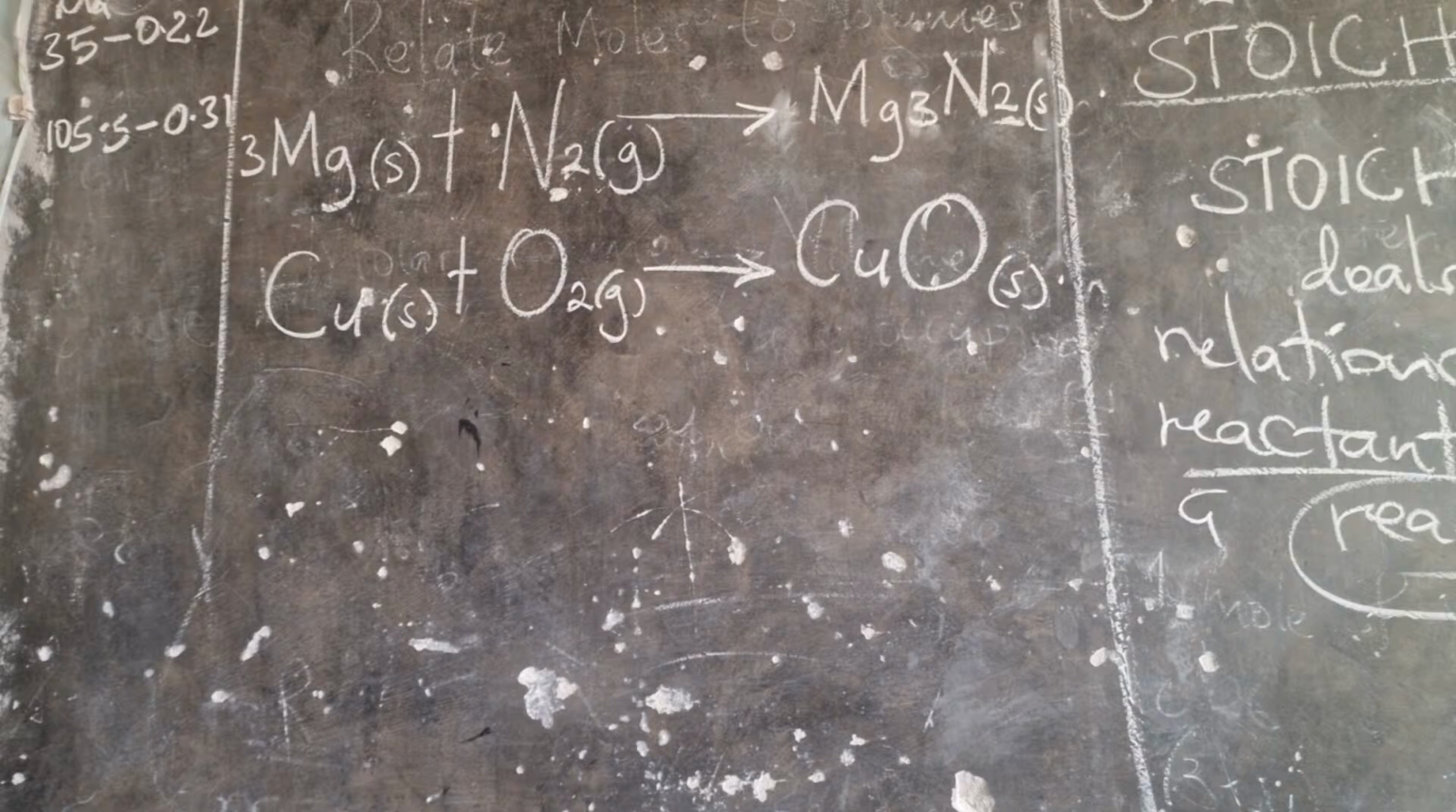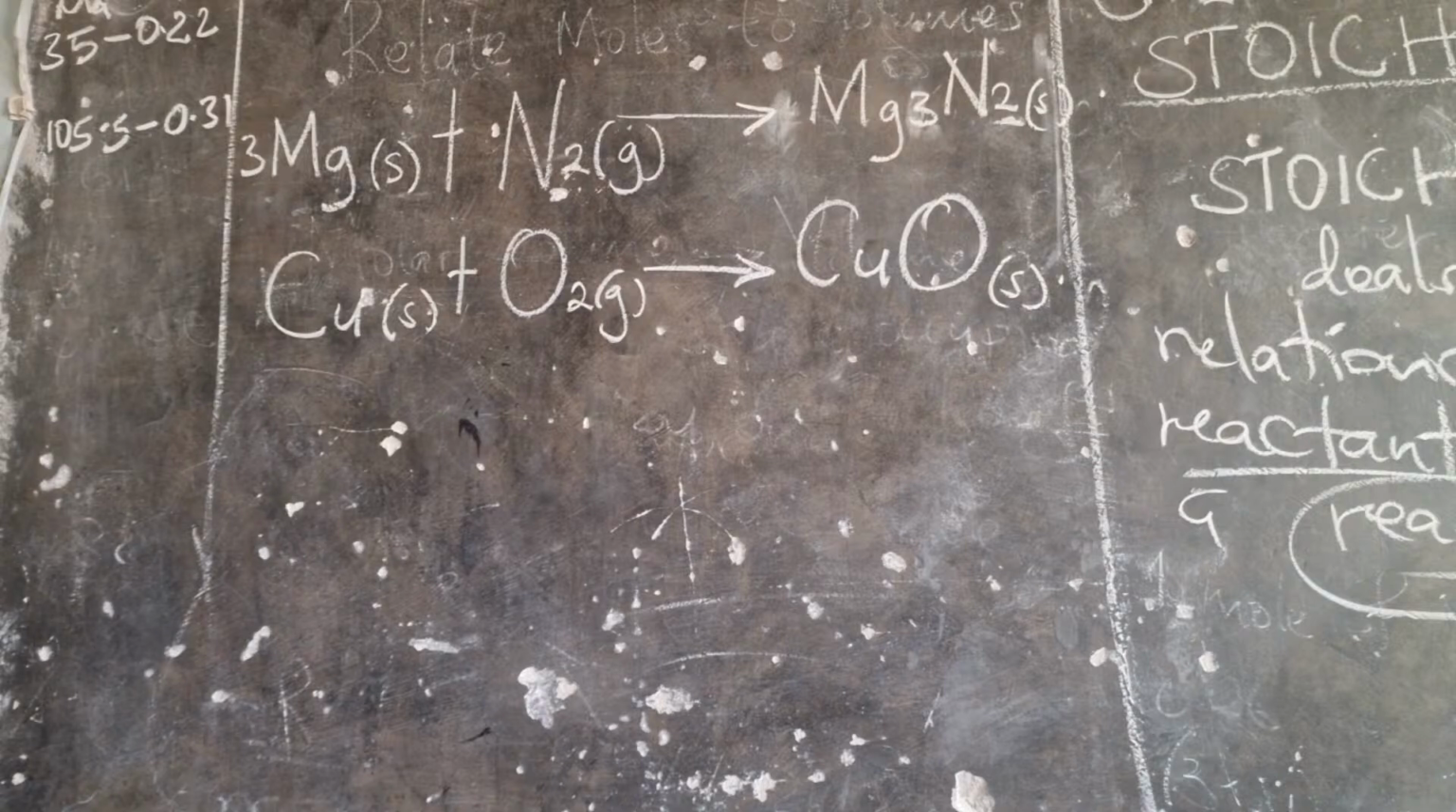Jimbo asks, is there any equation which cannot be balanced? Any equation that cannot be balanced is a wrong equation. All equations that are right can be balanced. Whenever you find an equation that you cannot balance, just know that equation is wrong. That was a question from Jimbo. Is there any equation you cannot balance? No. All equations that are right can balance.